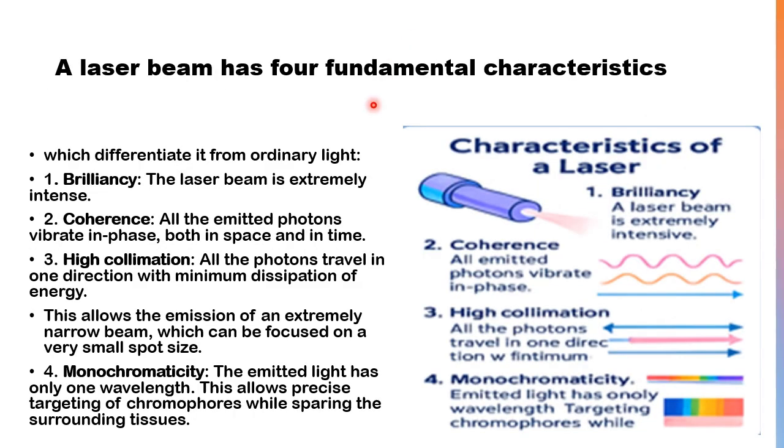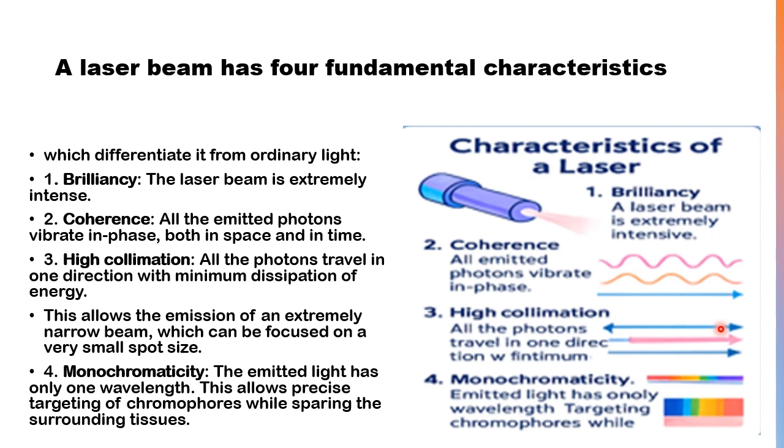And this beam of laser has four fundamental characteristics that are different from ordinary light. First, it is extremely intense, very brilliant compared to normal light. The beam is also coherent, in that the photons in the beam travel and vibrate in phase, both in space and in time with each other, and this allows for an extremely narrow beam. This narrow beam can be focused into a very small spot.